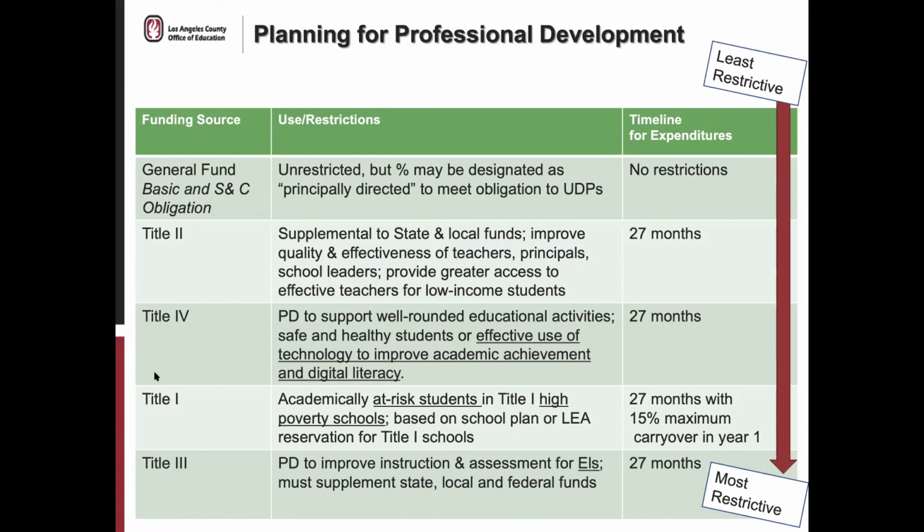Title III is at the bottom, the most restrictive. It's PD and instruction and assessment for English learners. It has to supplement state, local, and federal funds. And again, 27 months to spend it, no carryover.